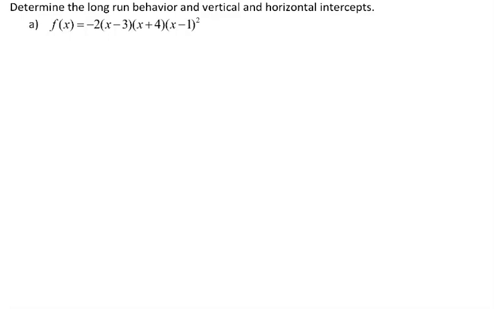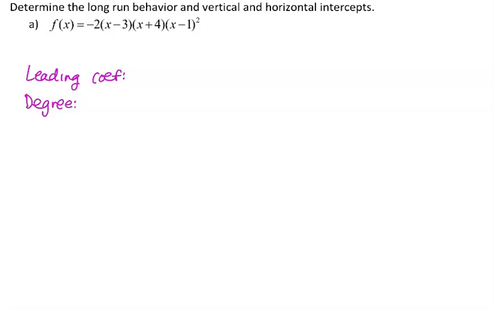Here we're given a polynomial function and we want to determine the long-run behavior and the vertical and horizontal intercepts. So thinking about the long-run behavior, to determine that we need to know two pieces of information. We need to know the leading coefficient, and we also need to know the degree. The degree would be the largest exponent if this was in expanded form. So without actually multiplying all of these factors together, we can think about what that leading term would be that would give us this information.